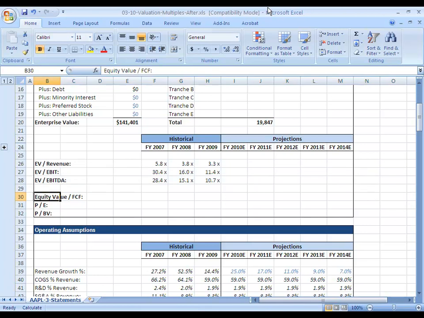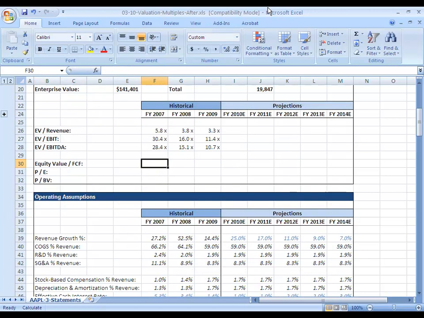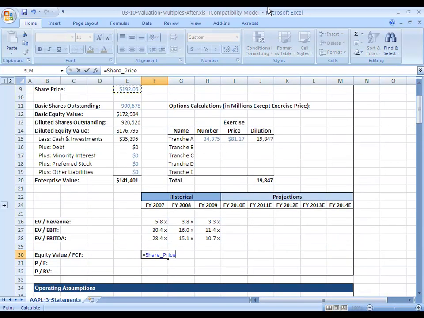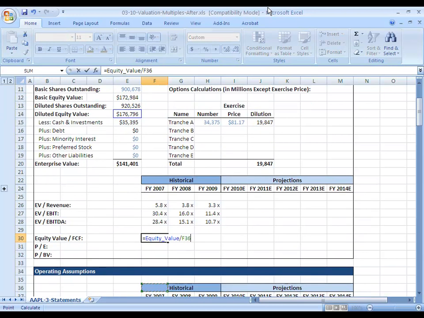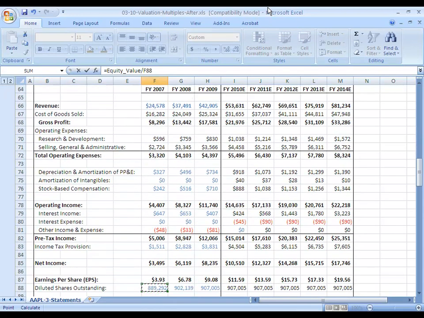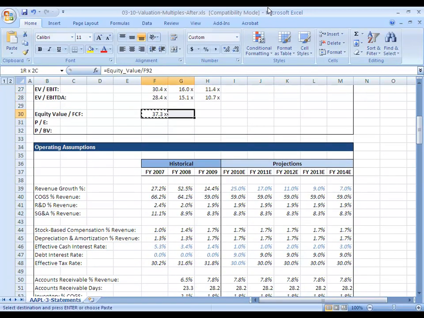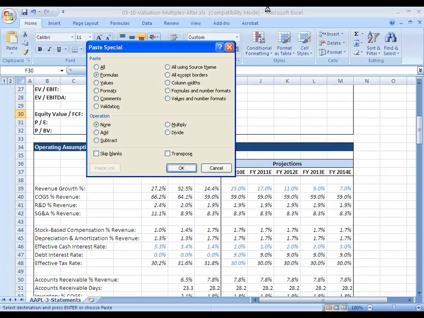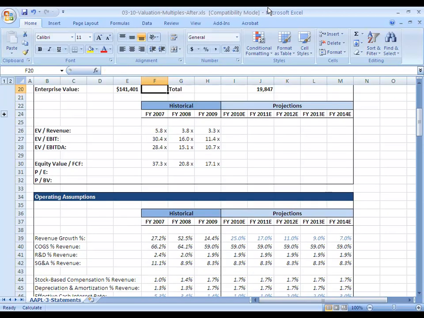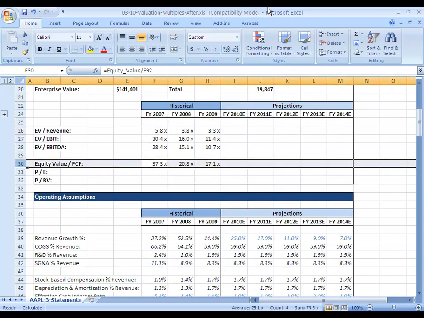The next multiple we're going to look at here is equity value divided by free cash flow. I should really label this levered free cash flow, but we know from below that that's what we're doing here. So once again, the mechanics here are fairly simple. We are just going to take our equity value and then divide by free cash flow on our income statement. Copy that across. So what is this multiple good for? What is this multiple useful for?